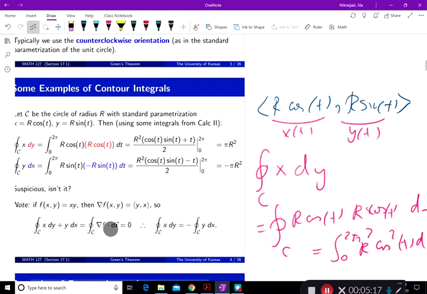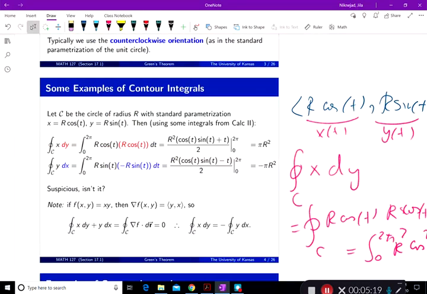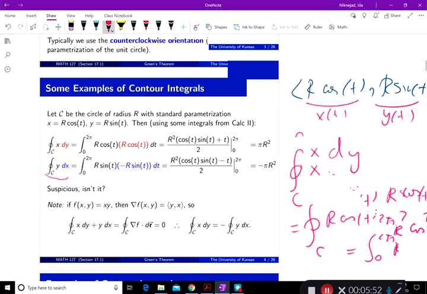The next thing is to find the integral of y dx. Again, y is r sine t, and dx is the derivative of r cosine t times dt, and you compute. You get negative pi r squared this time. If you add the two together, you end up with 0, where one is the negative of the other.